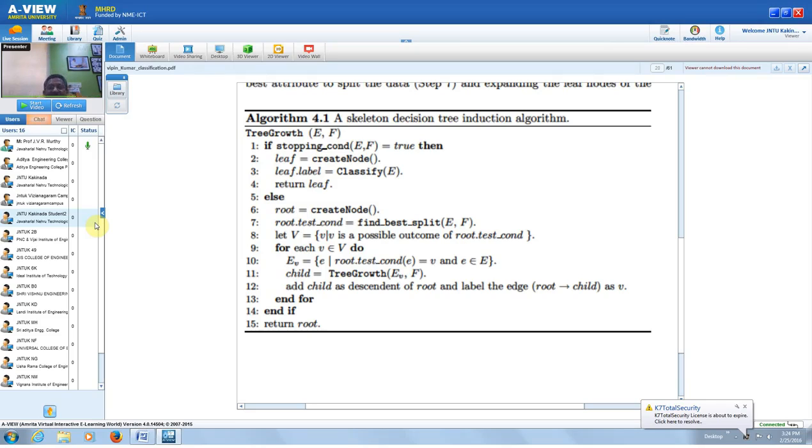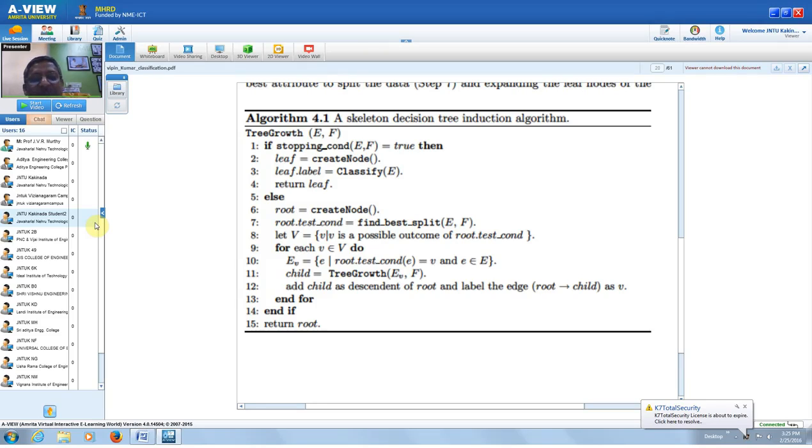Now, he is discussing the tree growth algorithm. He said TreeGrowth(E, F). If the stopping condition of E, F is true, then leaf is equal to create node. Leaf dot label is equal to classify(E), and return the leaf node. Else the root is create node. Root dot test condition is find the best split of E, F, and let V be such that V is the possible outcomes of root dot test condition.